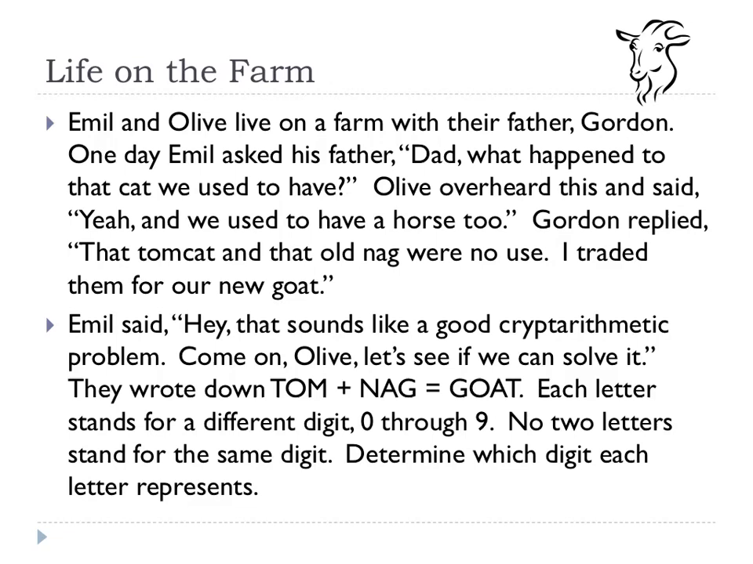Emil said, "Hey, that sounds like a good cryptarithmetic problem. Come on, Olive, let's see if we can solve it." They wrote down, Tom plus nag equals goat. Each letter stands for a different digit, 0 through 9. No two letters stand for the same digit. Determine which digit each letter represents. Alright, that's kind of a lot of language there. But let's go to the next slide, and I kind of laid out what this problem looks like.